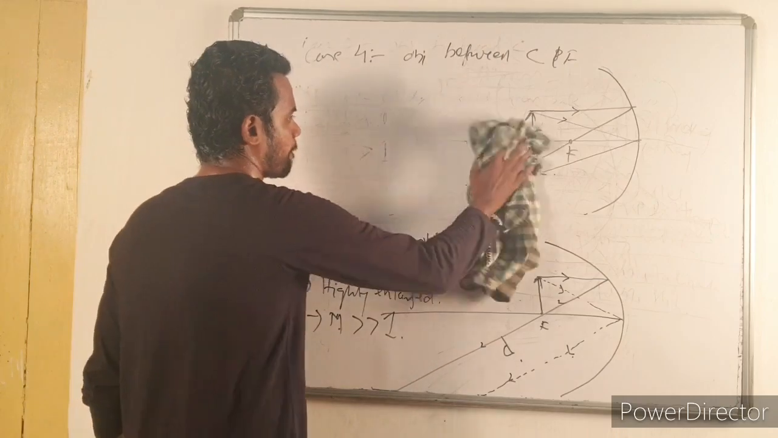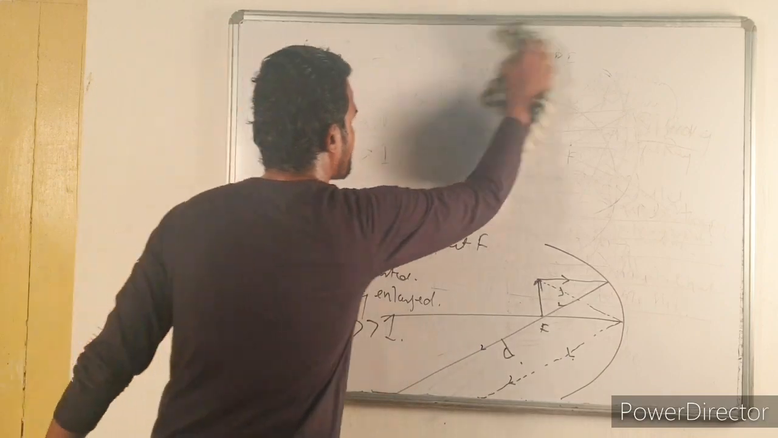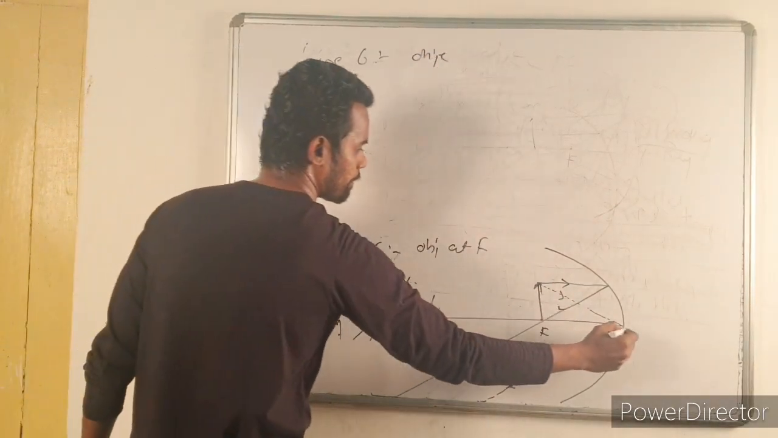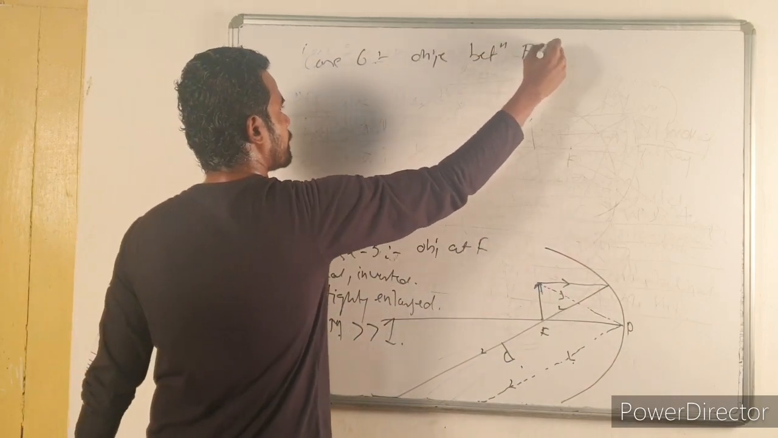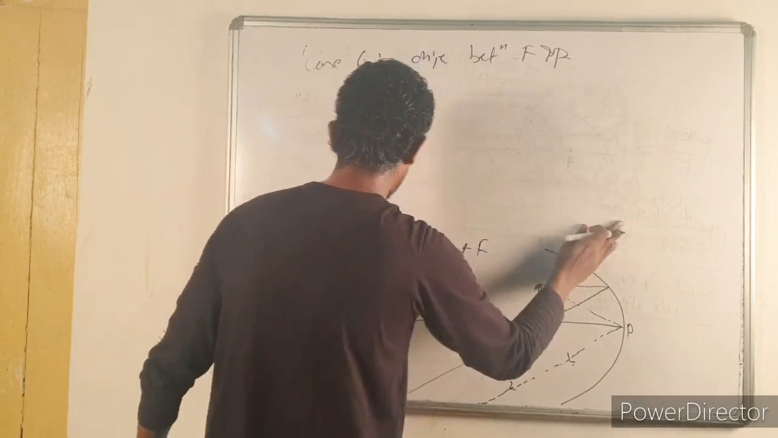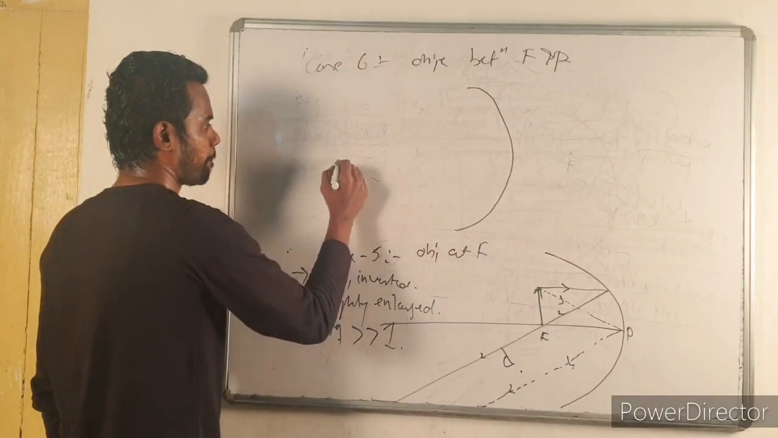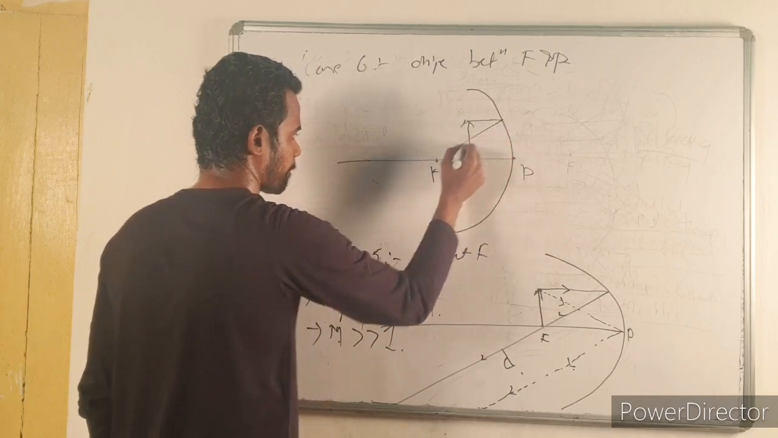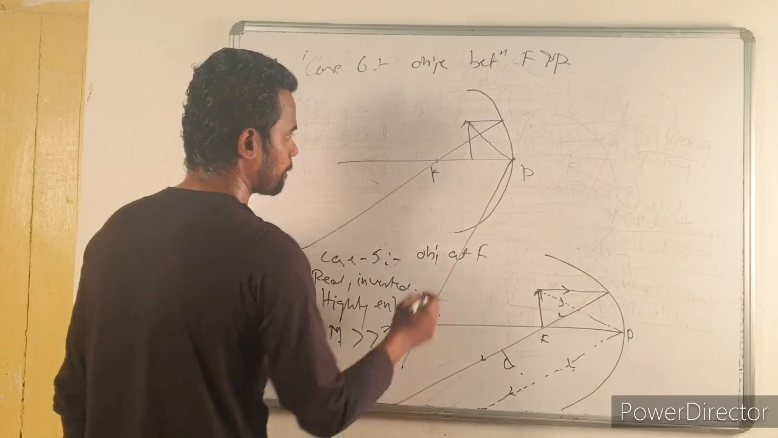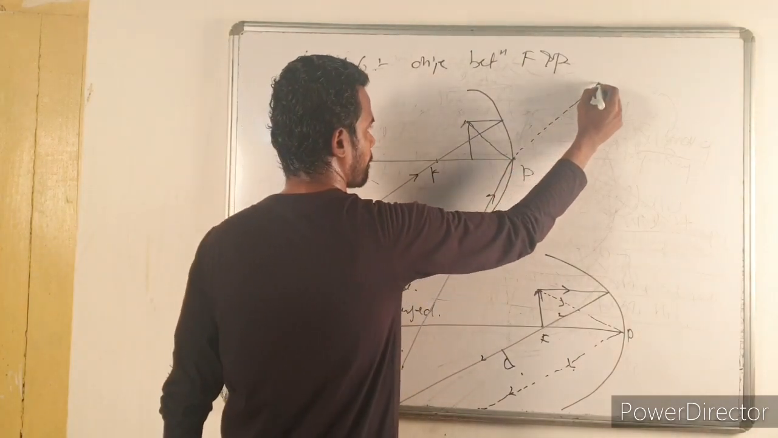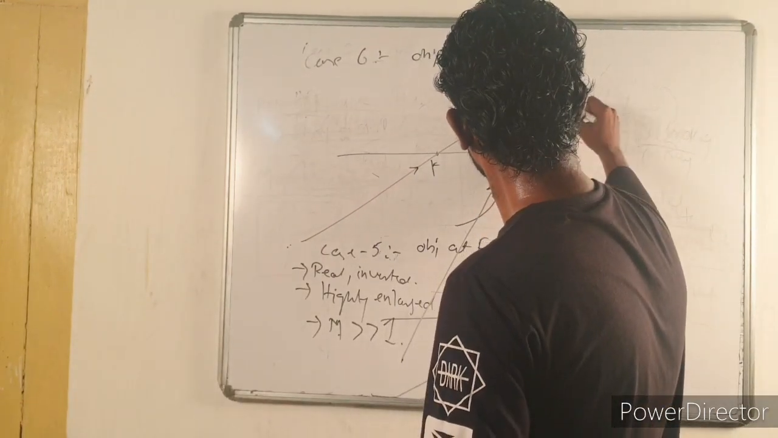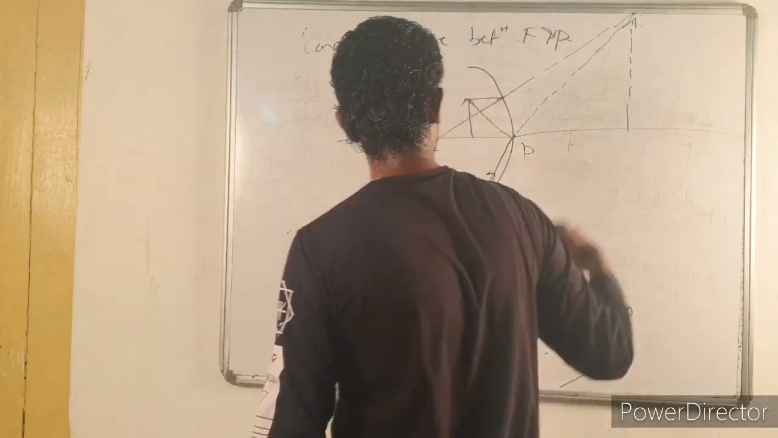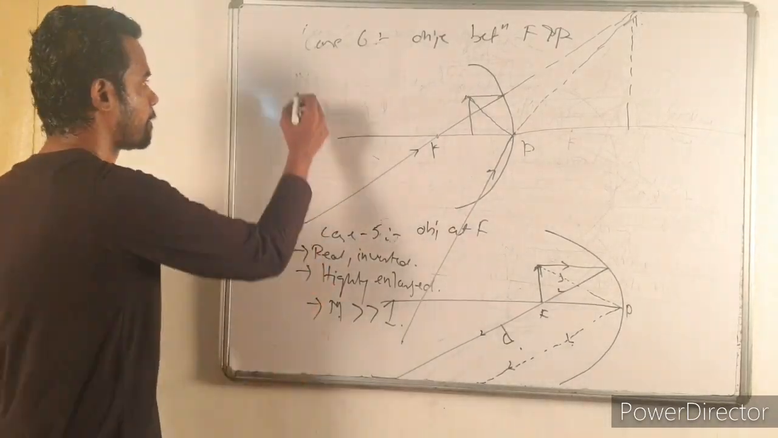Last case. Six. Object between F and P. This is a totally different case. Now, if you put an object between F and P, this one will produce an image like this. Alright, now in this case, the image is not real, it is virtual.